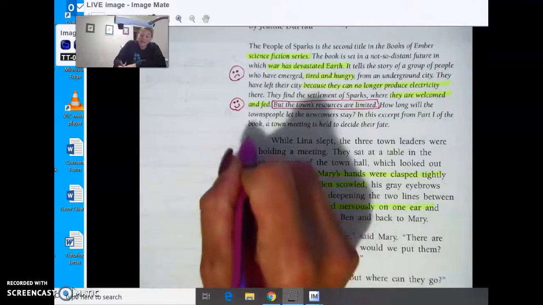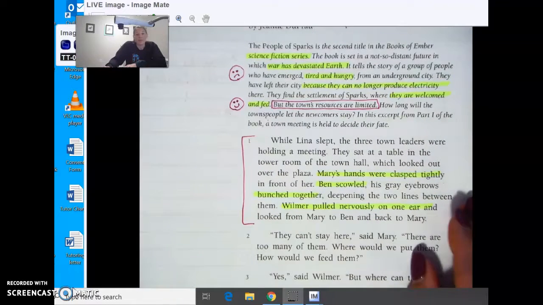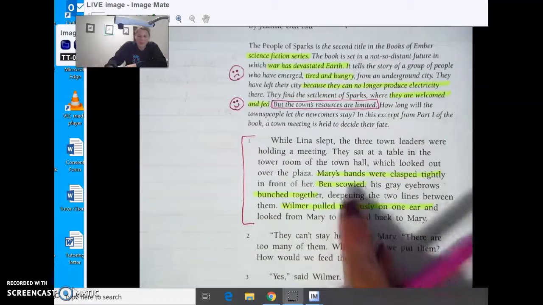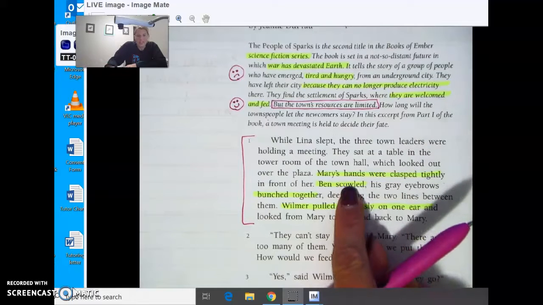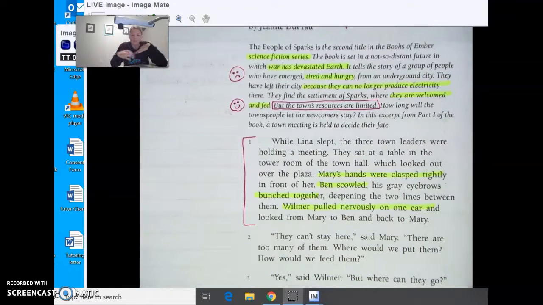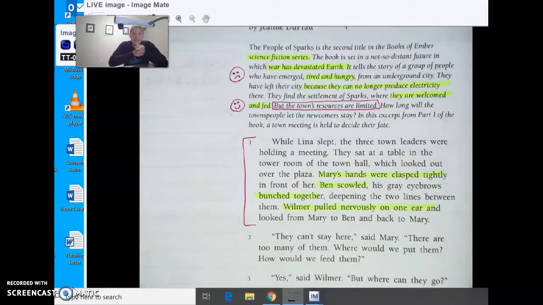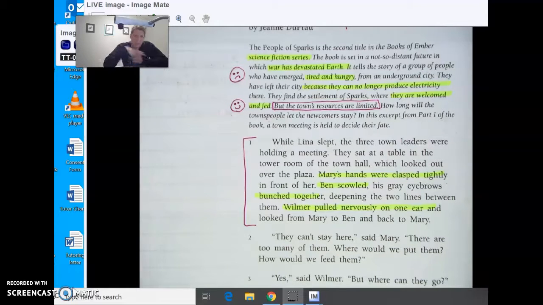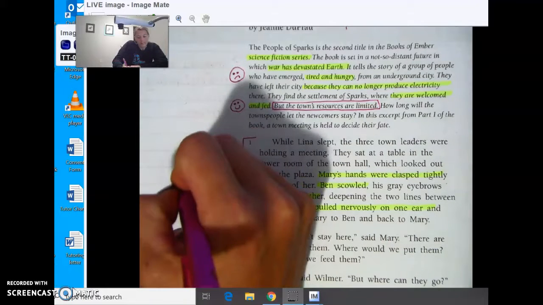So here we have the setting, and these people are sitting together at the meeting. What do I know about the details that are explained here in their body language? Okay, Mary's hands were clasped tightly together. Ben scowled. Wilmer's pulling at his ear. What kind of feelings are they having? Are they happy? Are they mad? Are they worried? Yeah, I would say right now, I'm thinking from what I know about how people and their body languages, they're pretty worried.